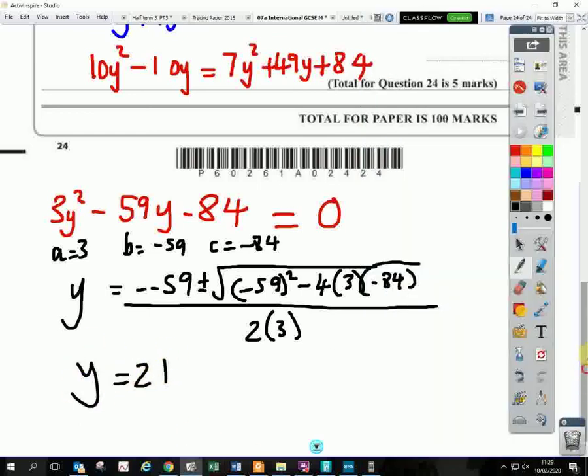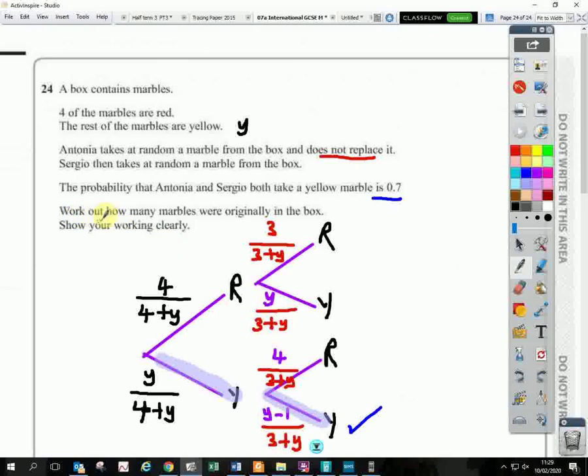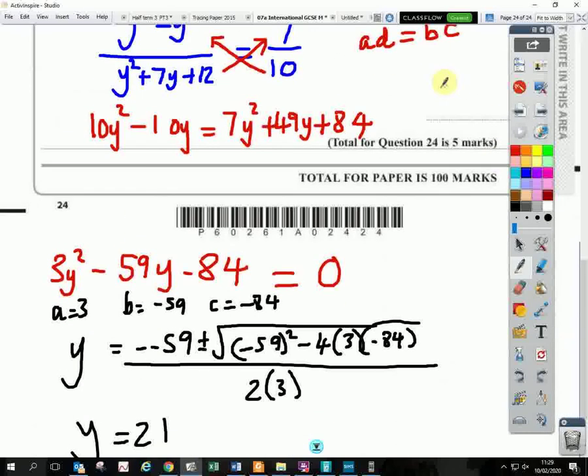And the question actually asks, work out how many marbles were originally in the box. Well, if there's 21 yellow and 4 red, that means there were 25 in the bag originally.